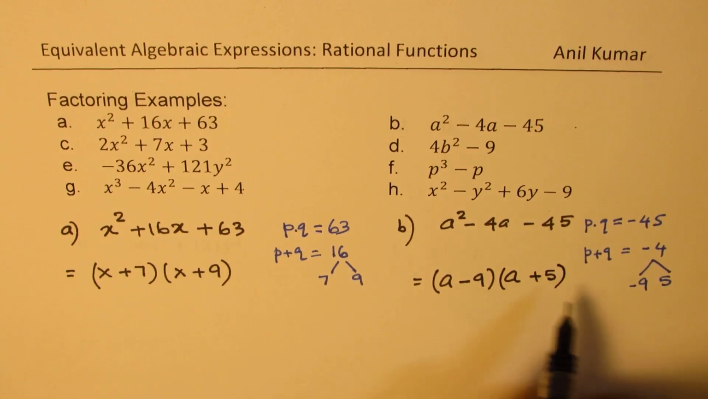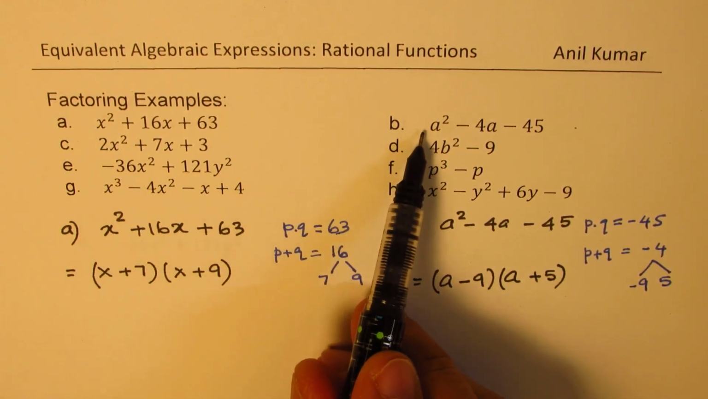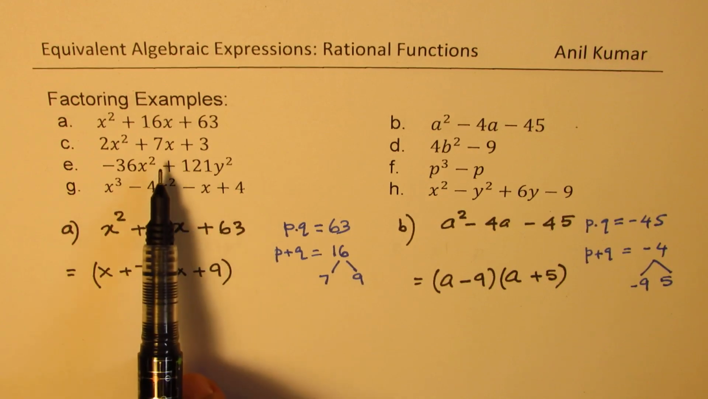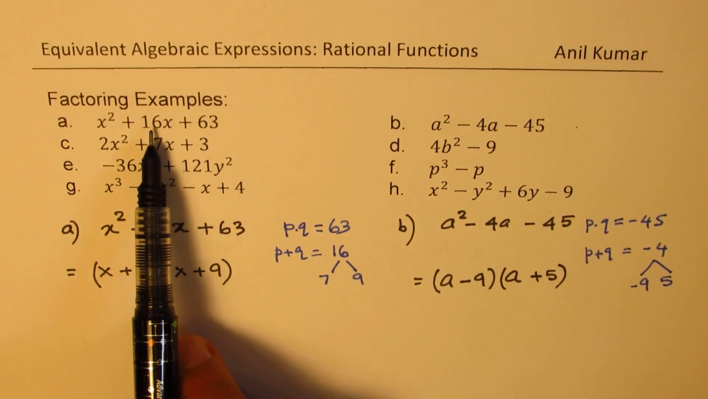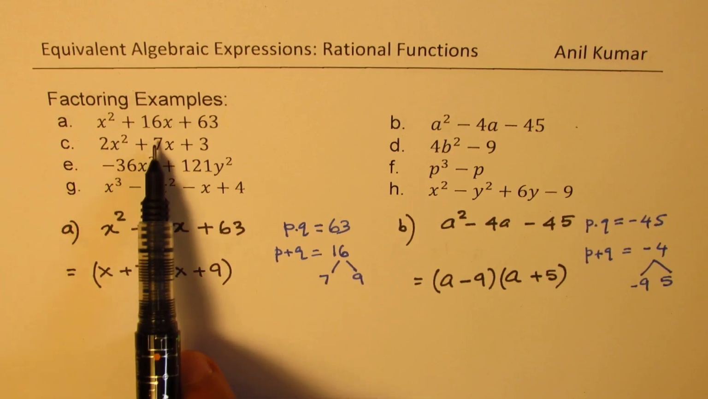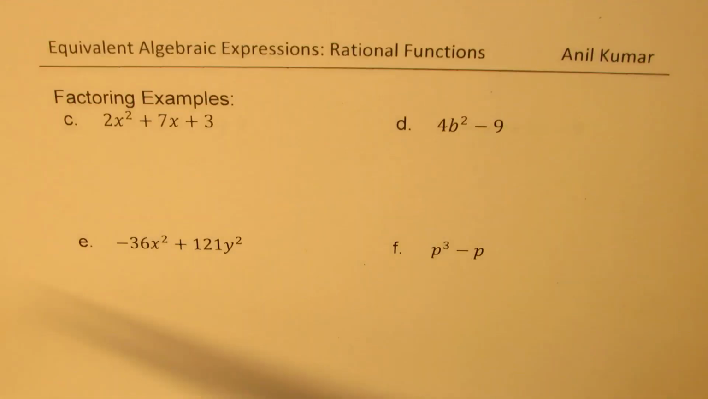Clear? So if there is a trinomial where the leading coefficient is 1, then directly you can write down the answer. There is no need to decompose the center term, right? In part C, we have 2x squared plus 7x plus 3. Here we have to decompose 7, so that will add 2 more steps, correct? Let's see how to factor that.